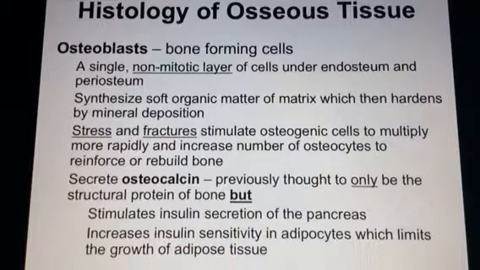Stress and fractures stimulate osteogenic cells to multiply more rapidly and to make more osteocytes, to reinforce or rebuild a bone at a site of a fracture. And then they also secrete osteocalcin, which we previously thought to be the only structural protein of the bone, but it also stimulates insulin secretion of the pancreas and increases insulin sensitivity in adipocytes, which limits the growth of adipose tissue. Remember, that's fat tissue.